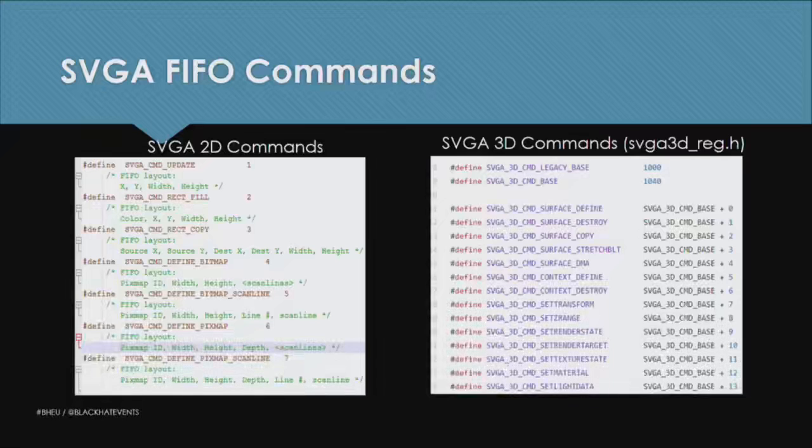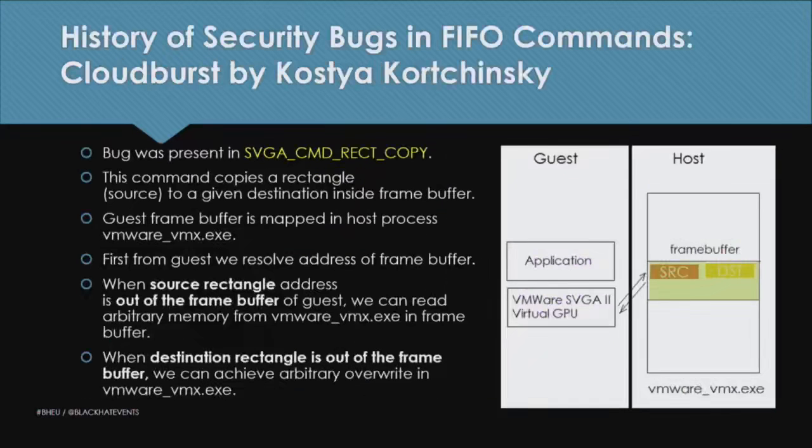So here are some examples of 2D commands and 3D commands. For very obvious reasons, since the 3D commands are used to do more complex graphics work, the 3D command handlers are more complex than 2D commands. So now if we look at some of the history of the bugs in this FIFO command handling, we'll definitely have to mention the bug that was named Cloudburst.